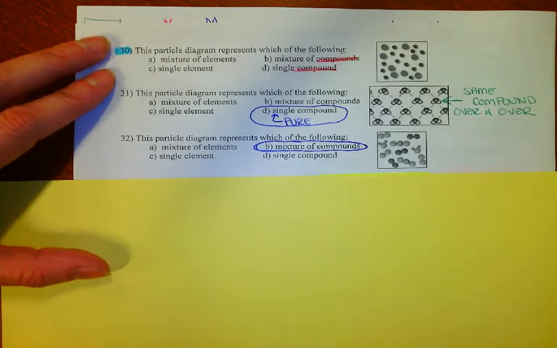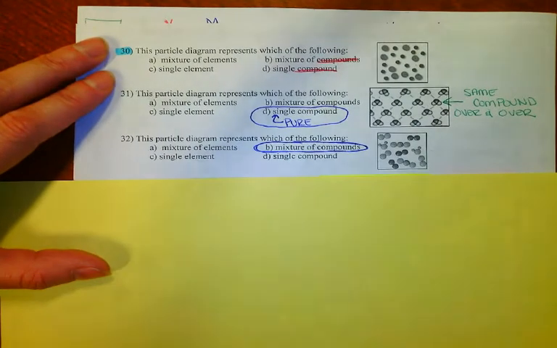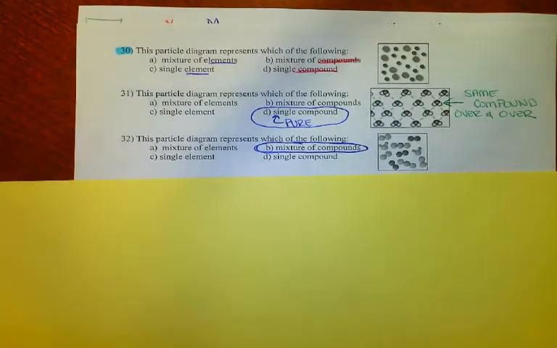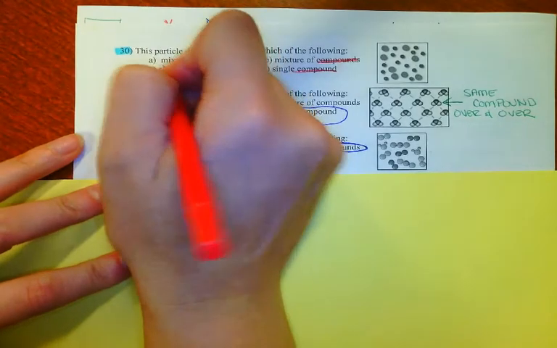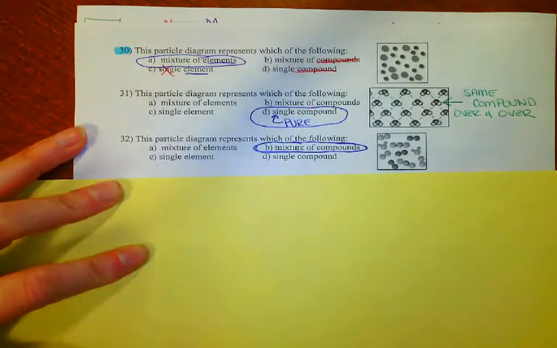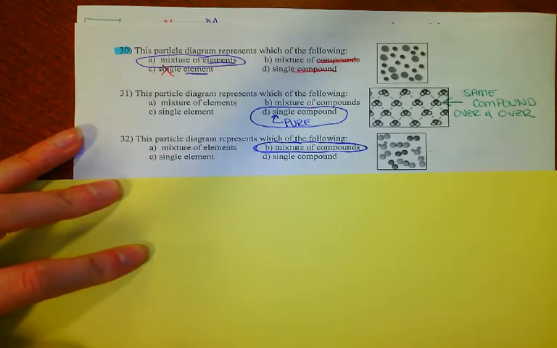There are definitely elements there. Okay, so that looks okay. There are definitely elements, but it's not the same kind of element over and over again. So it's not a single pure element. This is going to be a mixture of two different elements. Okay.